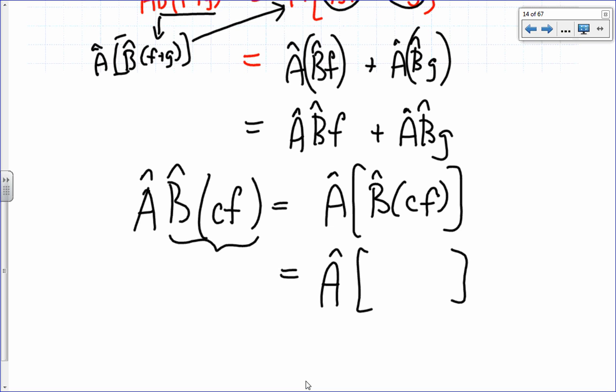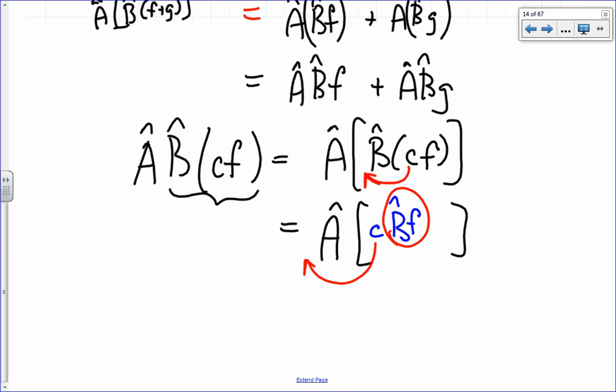Since B is a linear operator, I can move my constant out, so that's going to be equal to C times B hat F. And B hat F is just another function, right? So that's just like C times function G. So now, since A is also a linear operator, I can move my C outside. And so this is just going to be equal to C times A hat operating on B hat F.